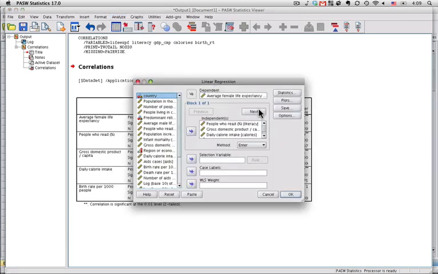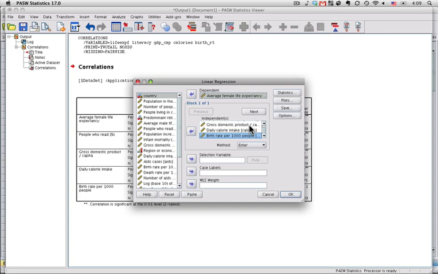Now, I already put the variables in there from an earlier one, but what I did is I came over here and I just selected each of the variables, pressing them in here. I have average female life expectancy, literacy rate, GDP, caloric intake, and birth rate per 1,000 people.